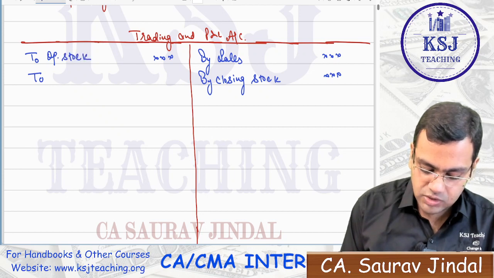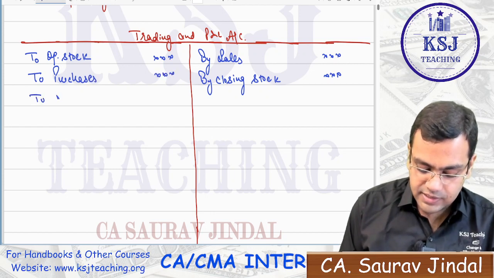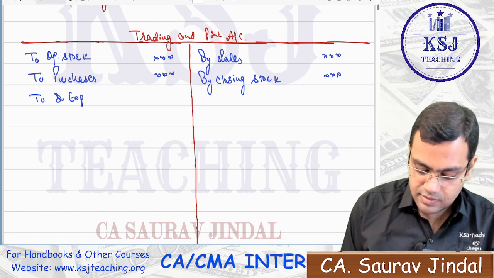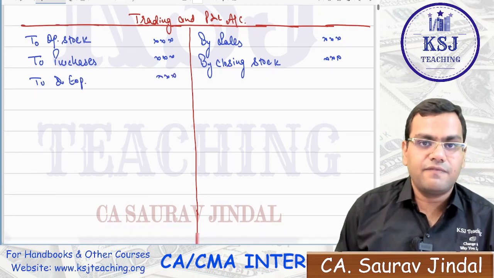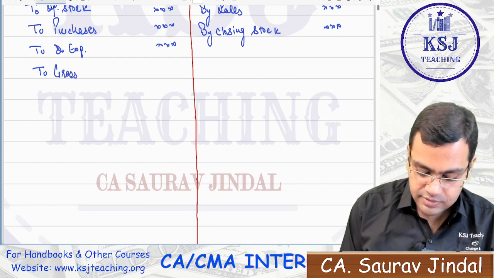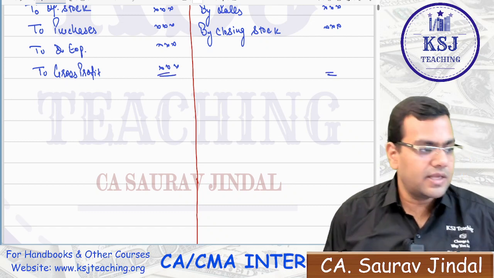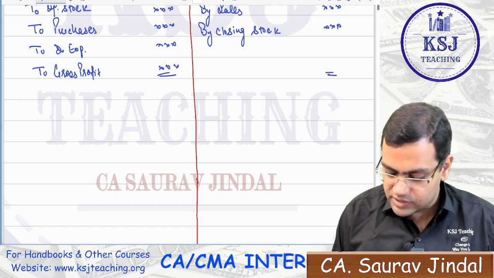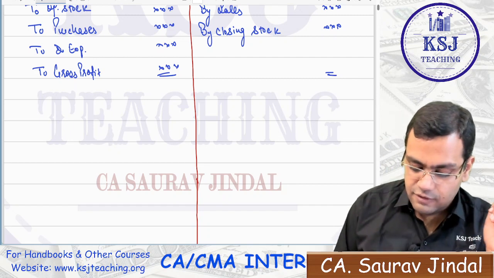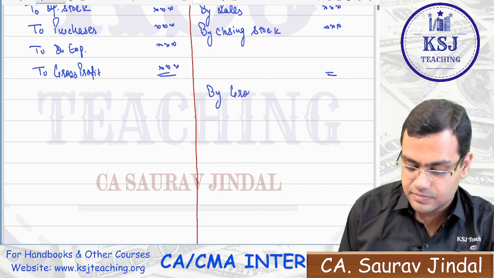To opening stock, then to purchases, to direct expenses, and then finally what we have is to gross profit, isn't it? To gross profit. This is a simple trading account that you have been preparing since you were little kids. From here, what we take is by GP, by gross profit.